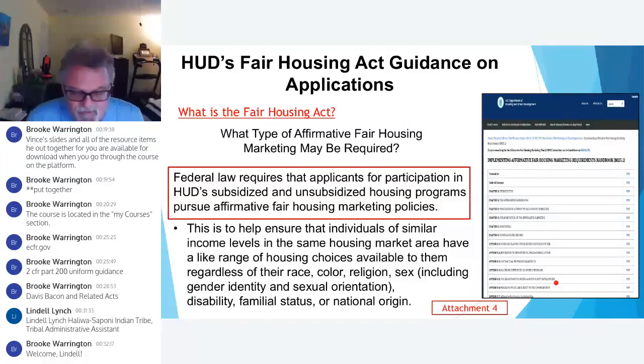If you're receiving federal funding in the Indian Housing Block Grant or any type of federal funding, you've got the Uniform Guidance Regulations. HUD's got its 24 CFR Part 1000. We've got a lot of bosses out there. It behooves you and everyone, not just you personally, but everyone to understand what these regulations are, what the legislation is, and what these tripping hazards are. Recently, AI. This is to help ensure that individuals with similar income levels in the same housing market have the same range of housing choices, etc.